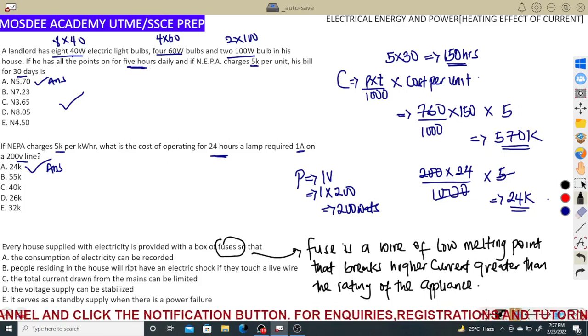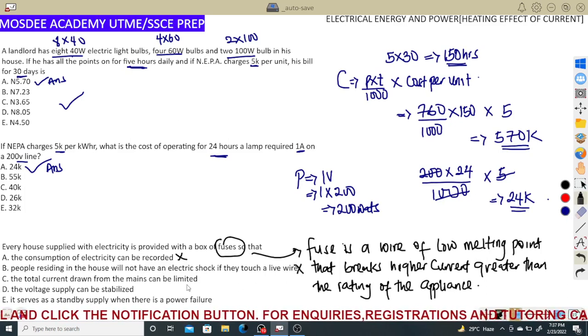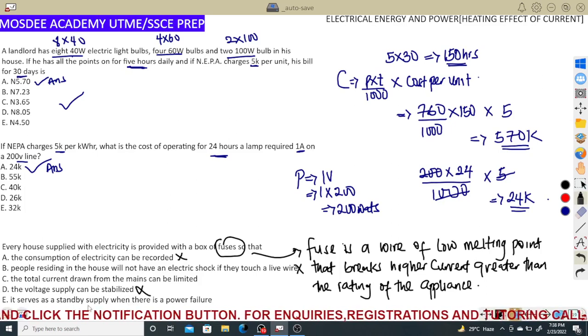Now, they say every household is supplied with a box of fuses, what is the work of fuses? The consumption of energy can be recorded is very wrong. People residing in the house will not have an electric shock, that is also very wrong. The total current flow from the mains can be limited. Now, yes, that's the answer. The voltage supply can be stabilized. No, it's not that.